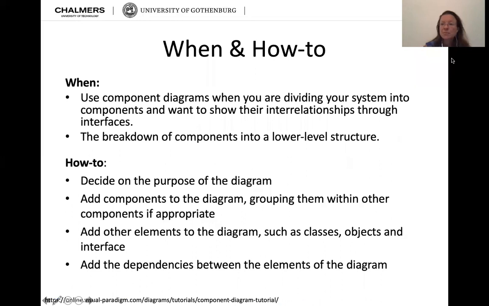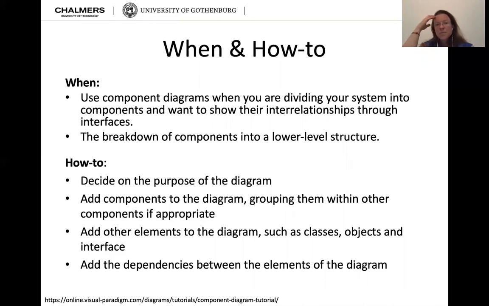So when do I use them and how do I make them? That was the notation. When I use them: use component diagrams when you're dividing your system into components and when you want to show the relationships through interfaces. The breakdown of components into a lower level structure, that's what gets represented.